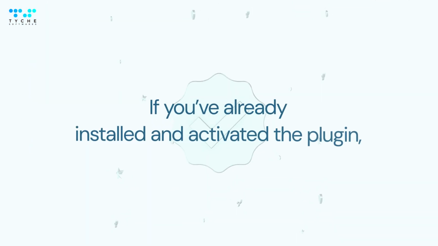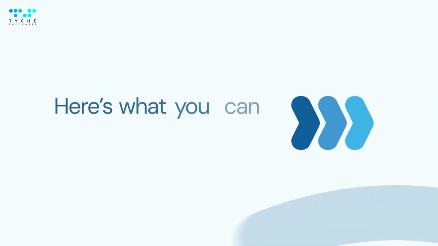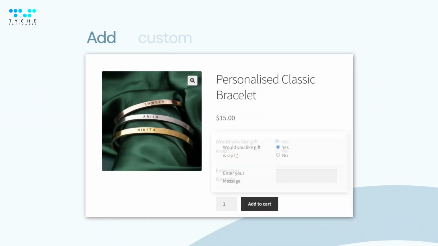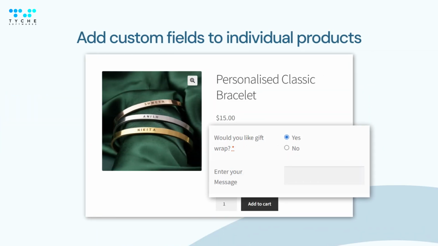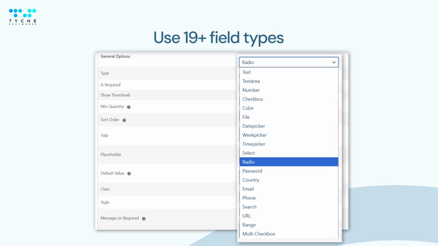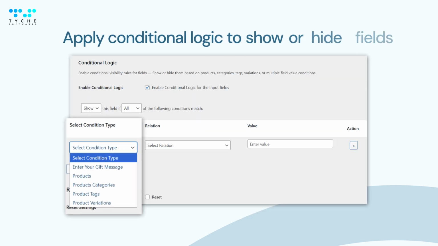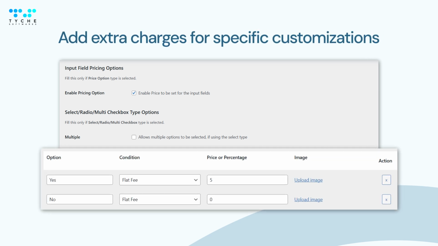If you've already installed and activated the plugin, here's what you can do right away. Add custom fields to individual products. Use 19 plus field types. Apply conditional logic to show or hide fields. Add extra charges for specific customizations.